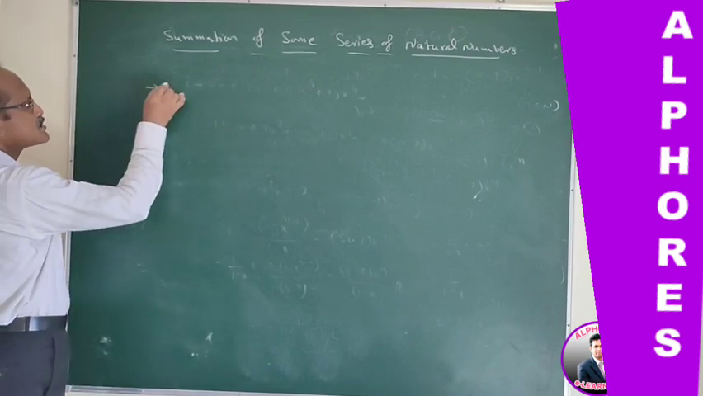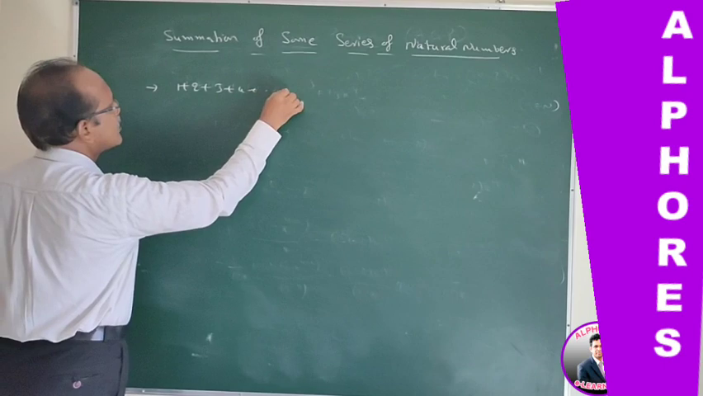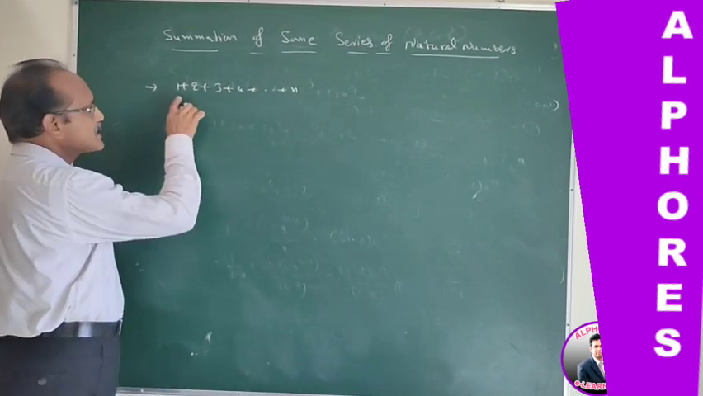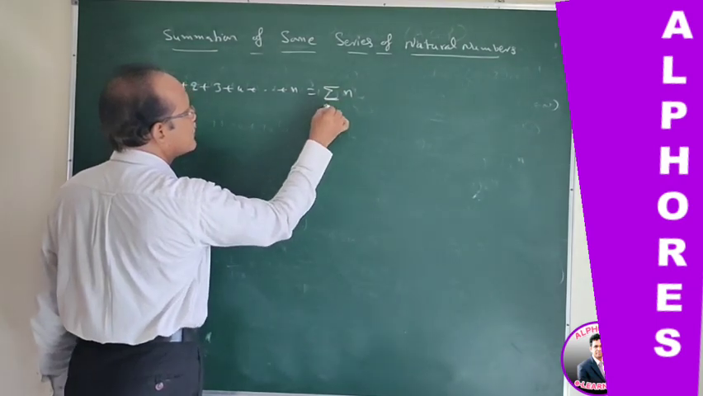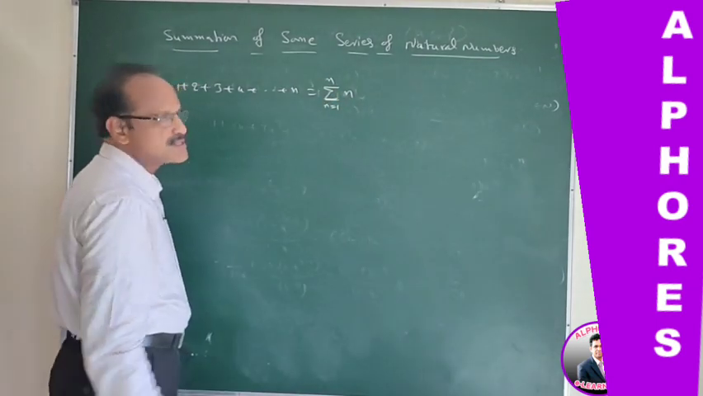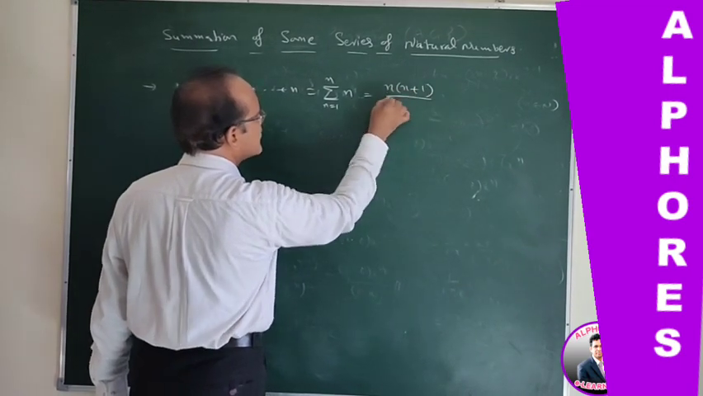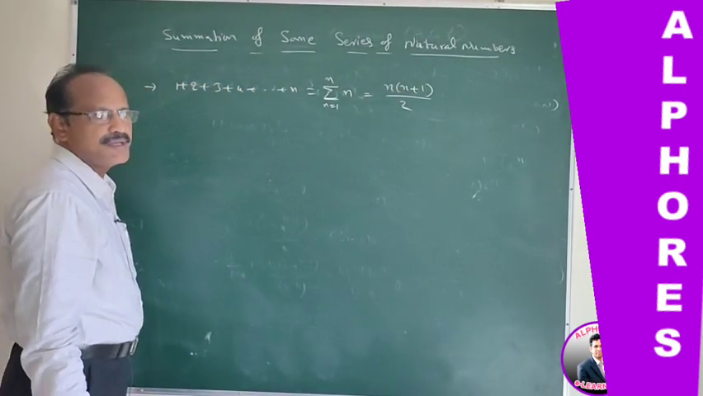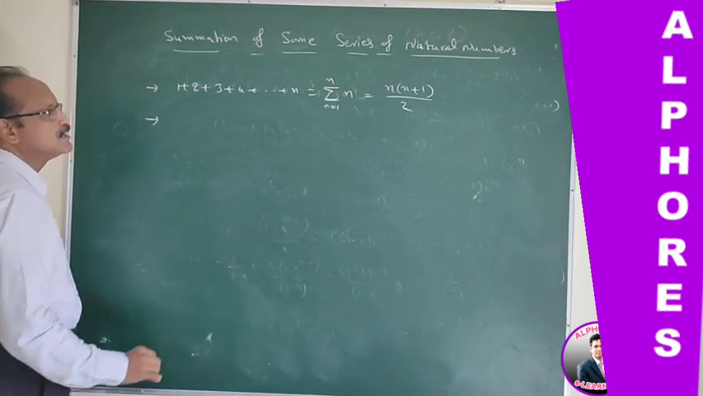You know, sum to first n natural numbers, 1 plus 2 plus 3 plus 4 plus etc. up to n terms. Sum to first n natural numbers is also denoted with sigma n, n operates from 1 to n. The formula is given by the result n into n plus 1 by 2. You know, n is always a natural number for these formulas, right?